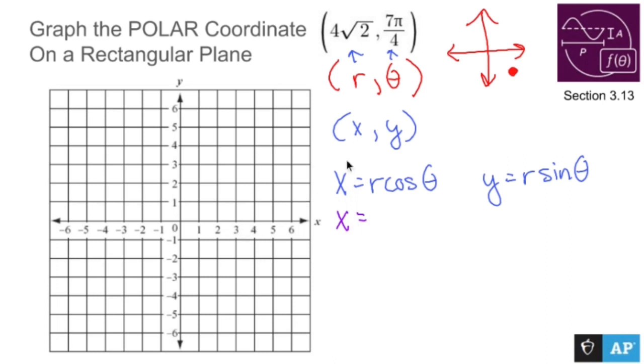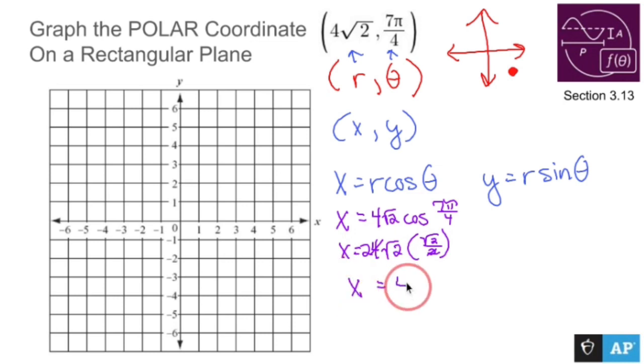So x is going to equal r, which is 4 root 2, times cos theta, which is cos of 7 pi over 4. Cos of 7 pi over 4 is root 2 over 2. So x is going to equal 4 root 2 times root 2 over 2. 4 over 2 is 2, and root 2 times root 2 is also 2, so x is going to equal 4. Regular old 4, easy peasy lemon squeezy.